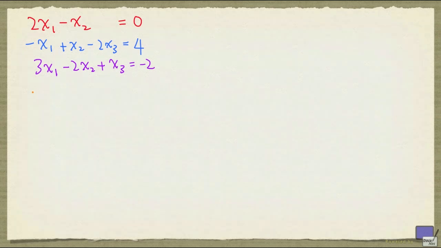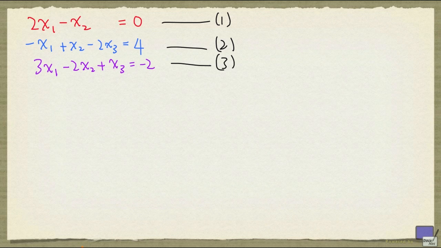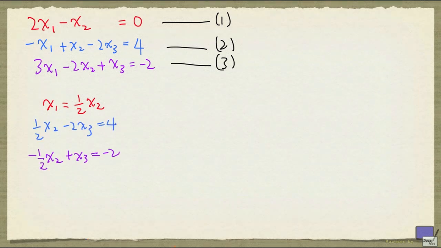Now we're going to interpret the process as a transformation of this system. So let me first label these equations 1, 2, and 3. And recall that we first wrote x1 in terms of x2 using the first equation. So x1 is equal to 1/2 x2. And then we replace x1 in equation 2 and equation 3 with 1/2 x2. And so we obtain this.